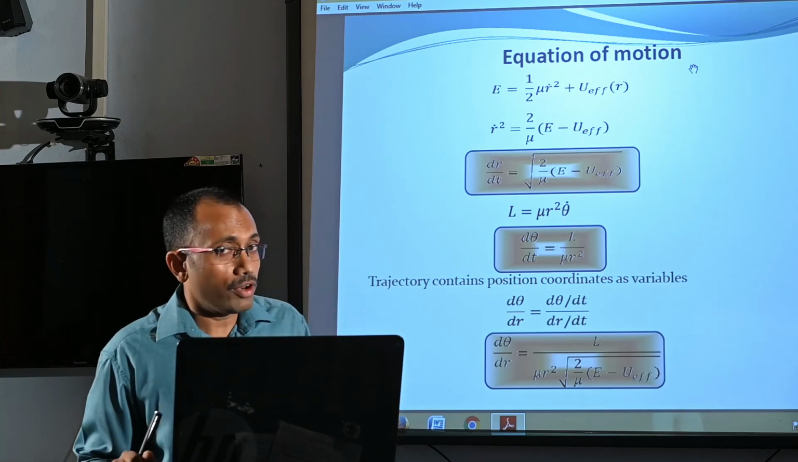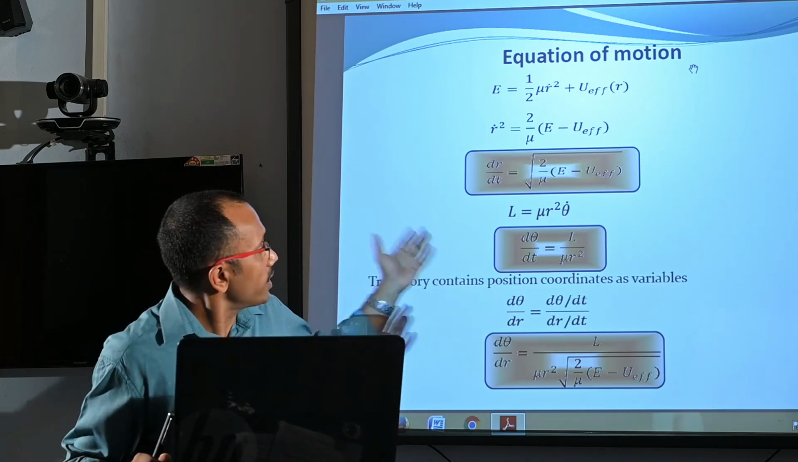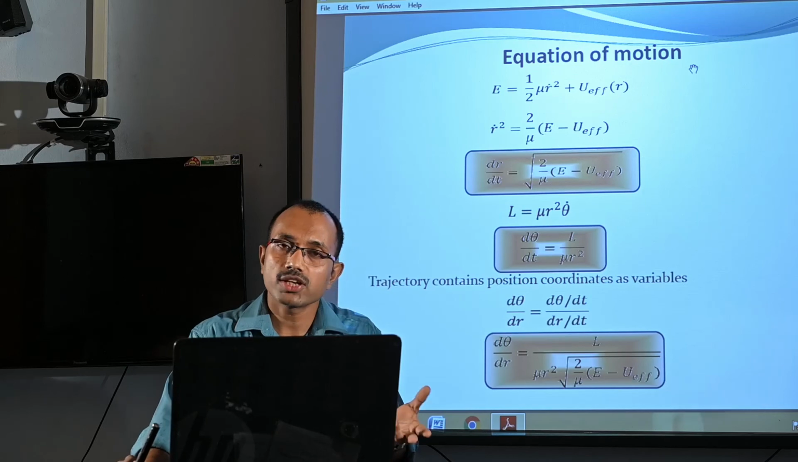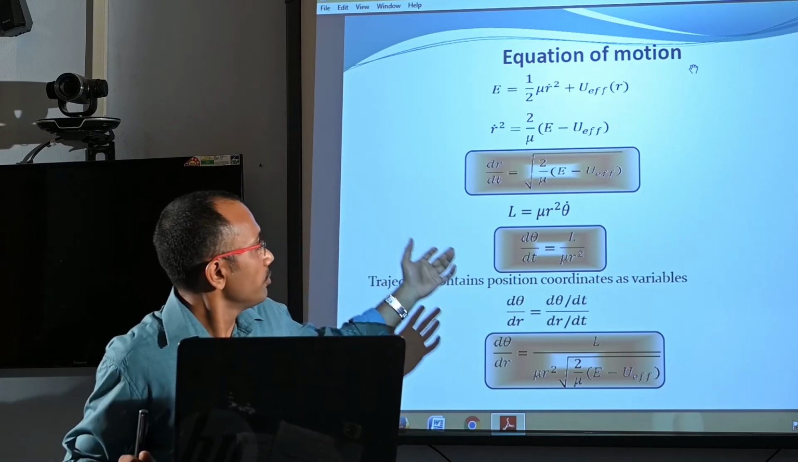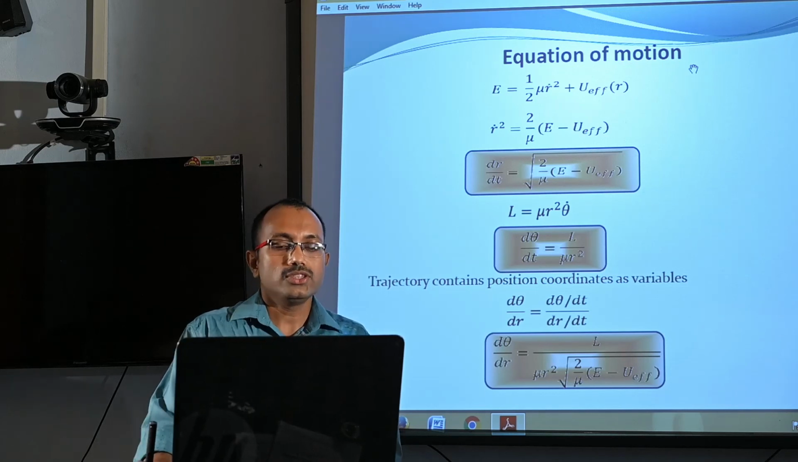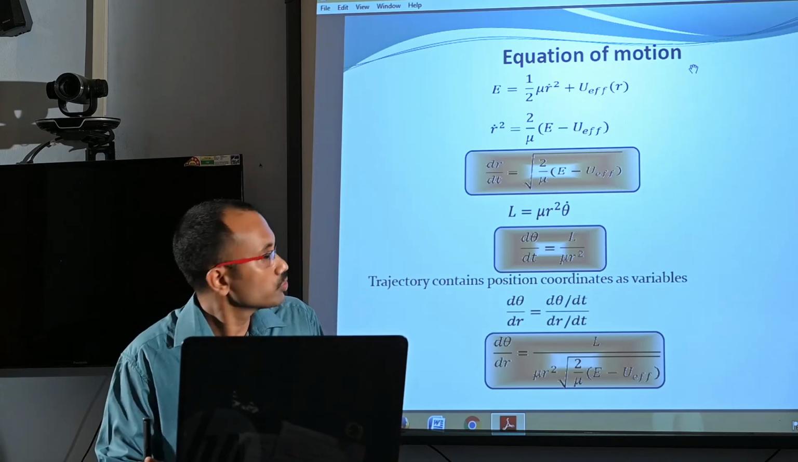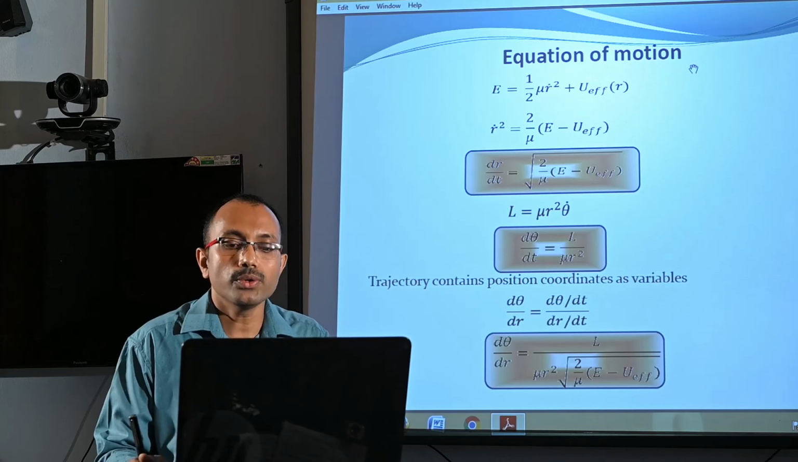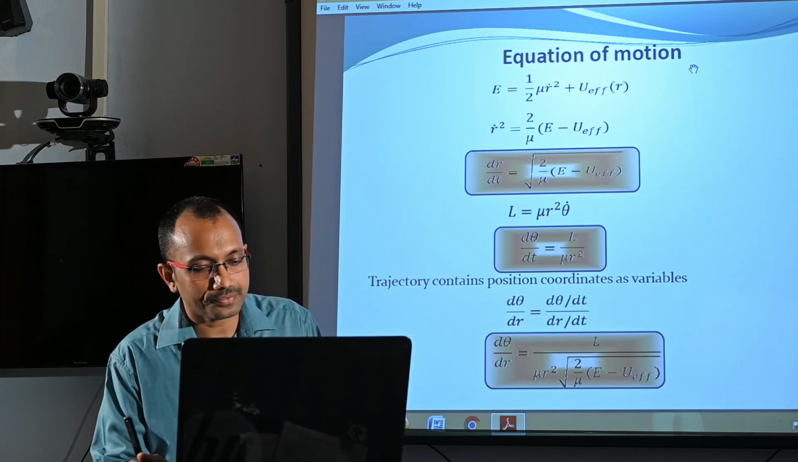Next we are going to find d theta by dt. You know the angular momentum, which is equal to mu r square theta dot. From there we can find theta dot, which is equal to L by mu r square. This theta dot is equal to d theta by dt. So, d theta by dt is equal to L by mu r square.